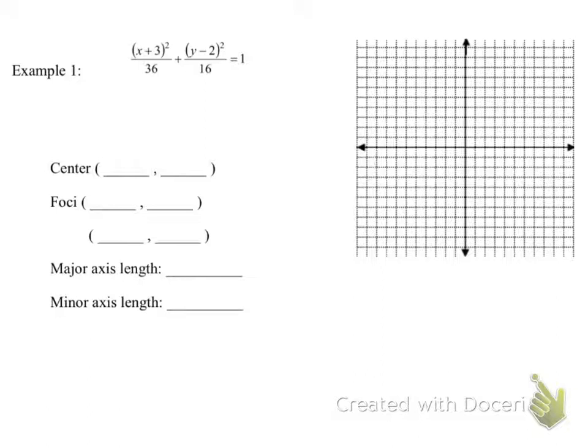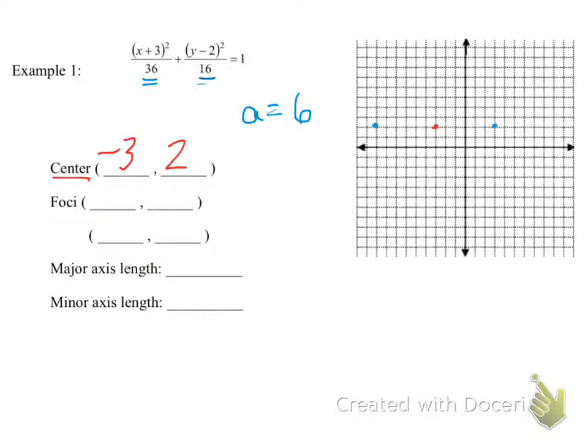In this first example, what is our center? It's the opposite of what's going on with the x and y in those parentheses. So x plus 3 gives us an x-coordinate of negative 3, and y minus 2 gives us a y-coordinate of positive 2. Then we're going to plot that point. Next, 36 is our bigger denominator, and that's underneath the x. So our a is the square root of 36, because remember that's a squared, so a is just 6. Since it's underneath the x, we move that parallel to the x-axis. So from the center, move 6 units to the right and 6 units to the left.